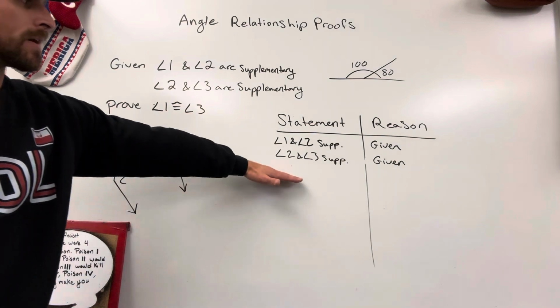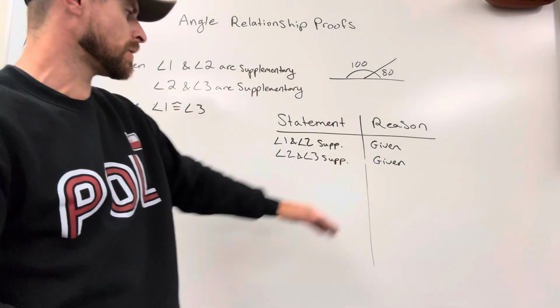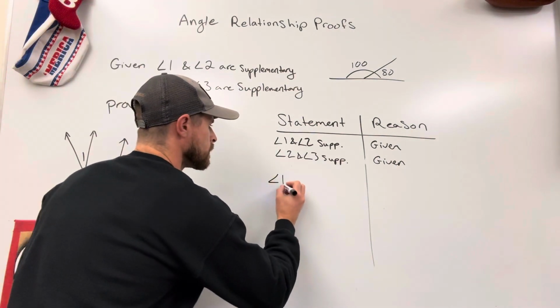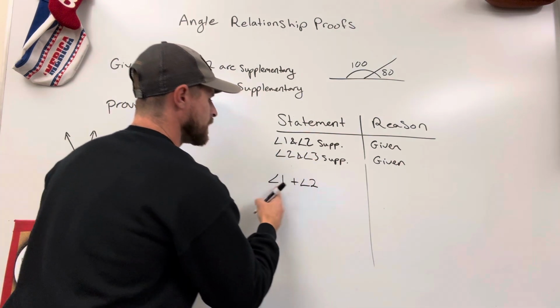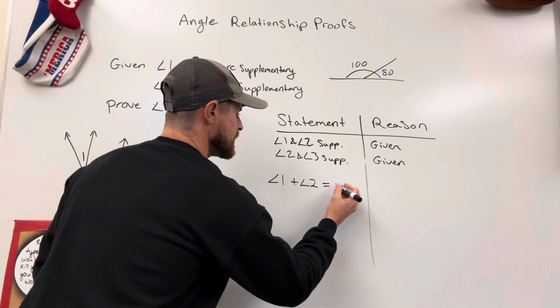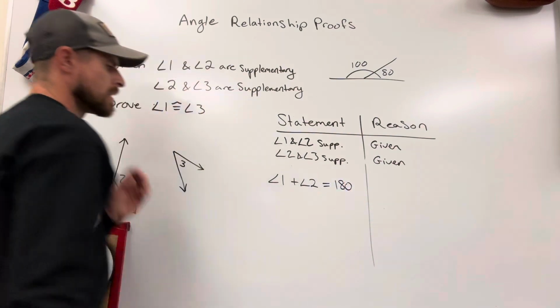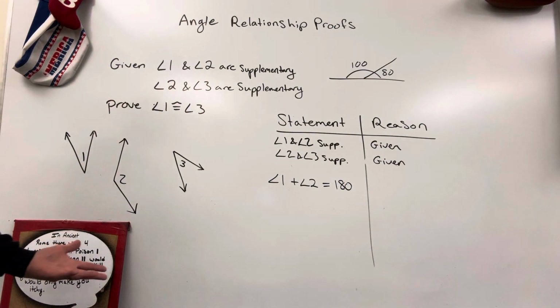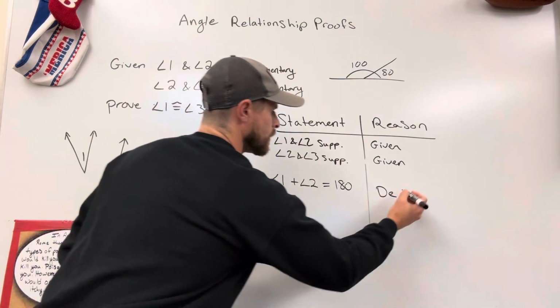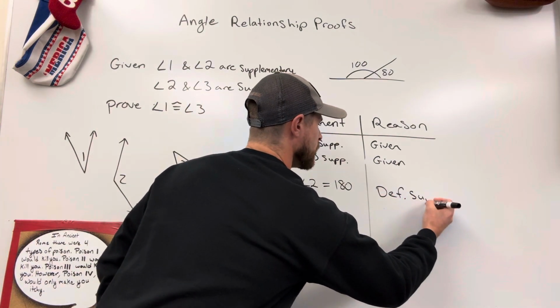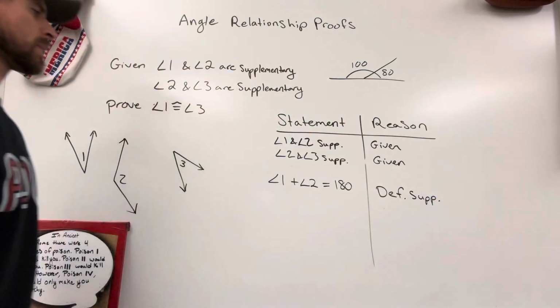So what we need to do down here is use that information. We're going to say angle 1 plus angle 2. If I add the two angles together, that's going to have to equal 180 degrees. How do we know that? That's the definition of supplementary angles. So what's the reason for saying this? Definition of supplementary angles.